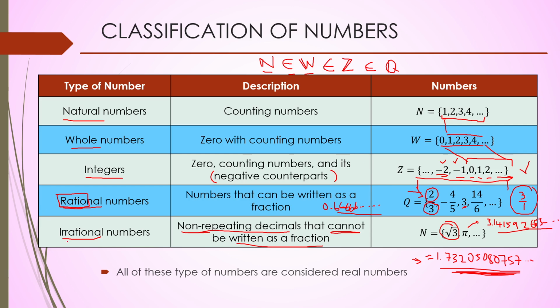But rational number and irrational number are two opposite things. Why? Because a rational number we can write as a fraction, and an irrational number we cannot write as a fraction, so they are not a subset or something like that. So they are opposite. So that is about the classification of numbers.